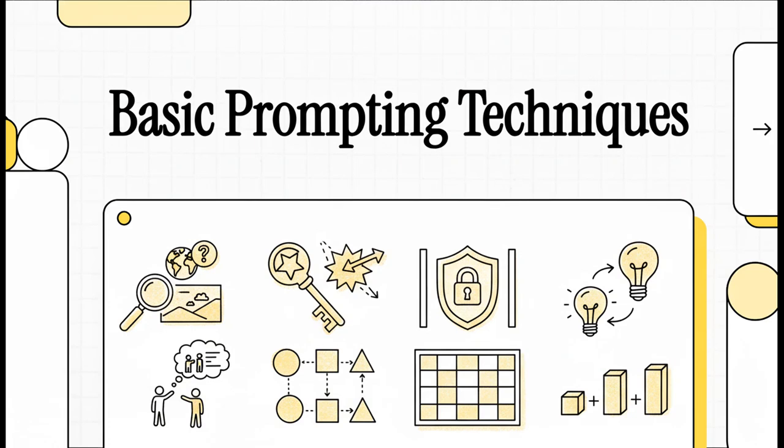All right, we've talked theory, and now it's time to get our hands dirty. This is where the rubber meets the road. Today, we're moving past the principles of good prompting and actually building your toolkit, a set of essential techniques that'll help you get exactly what you want from your AI every single time.